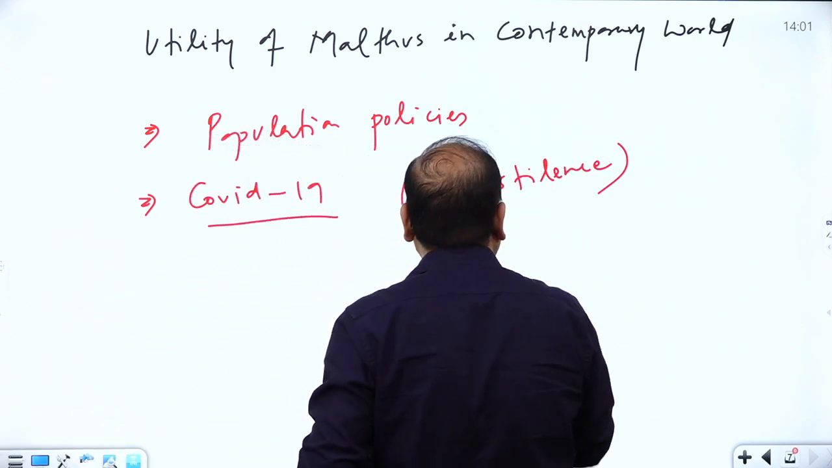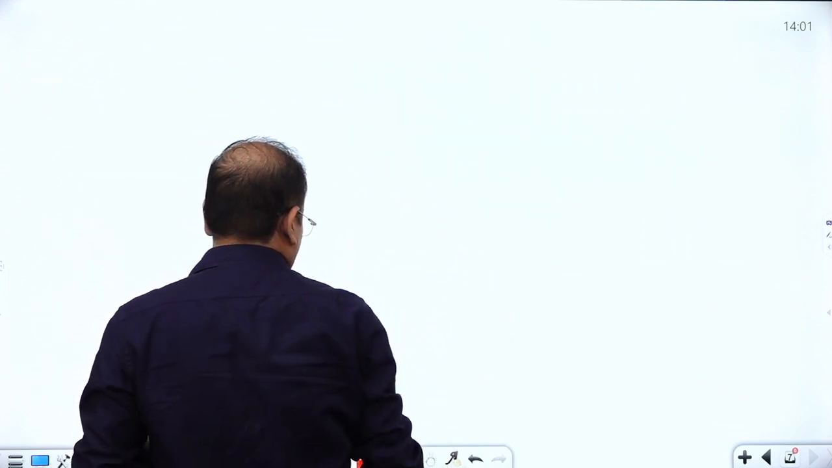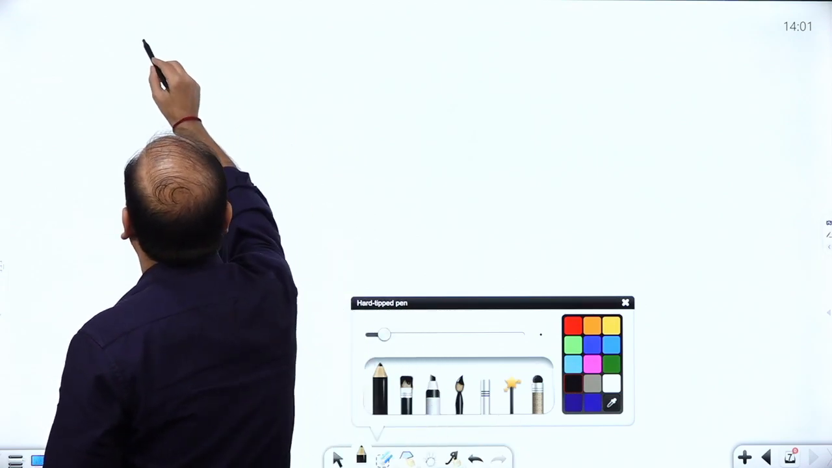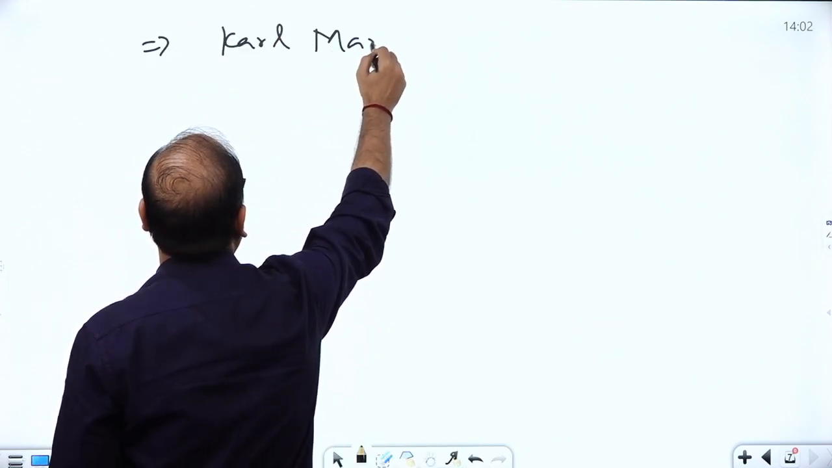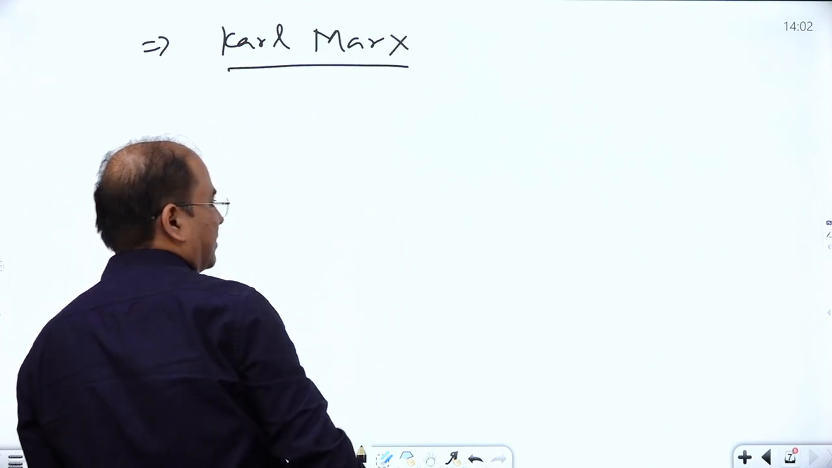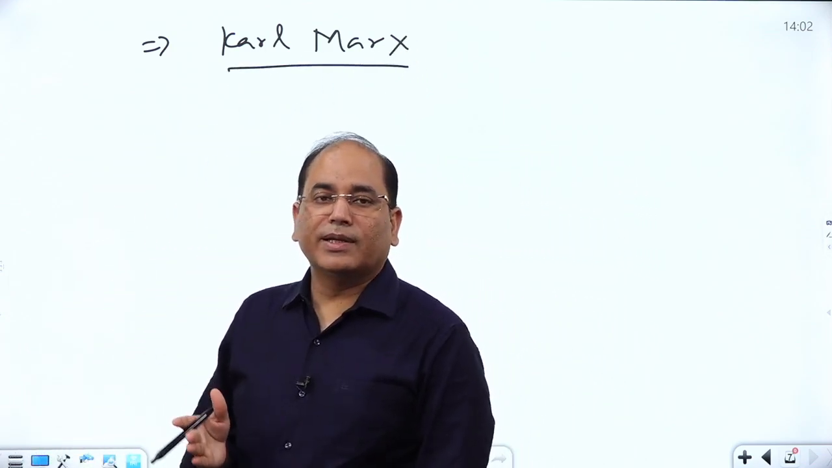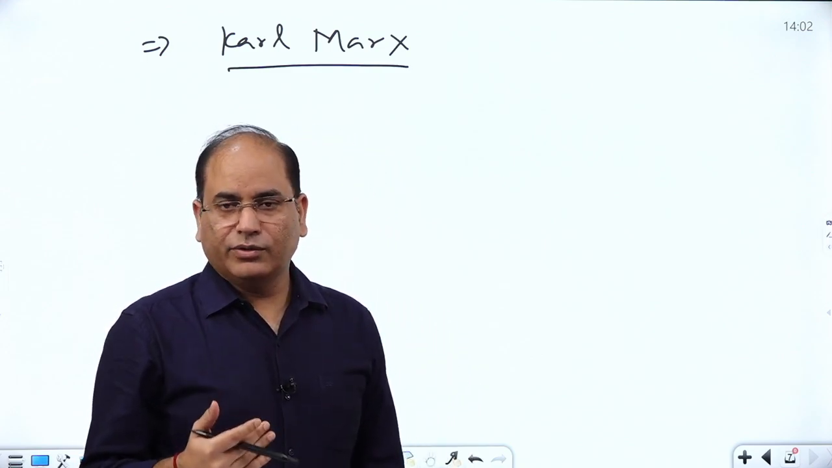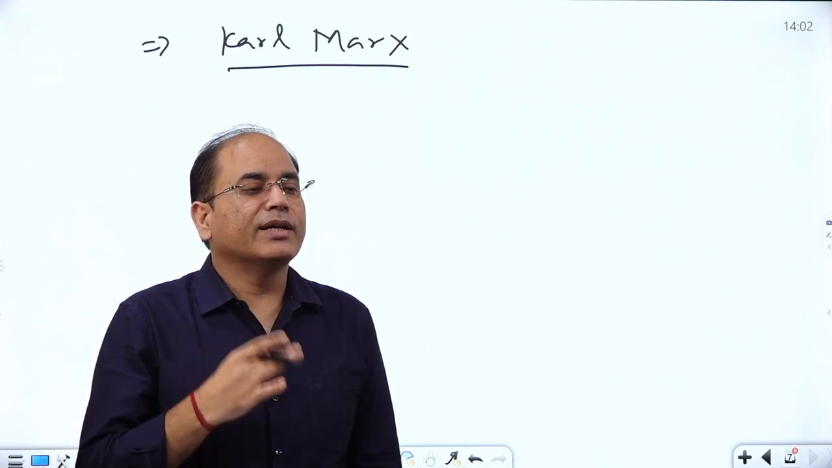So that is the idea of Malthus. Now the next theory of the population is of Karl Marx. Interesting part is Malthus has given specifically the population theory. So Malthus wrote an essay, and in that essay he has highlighted his population theory.